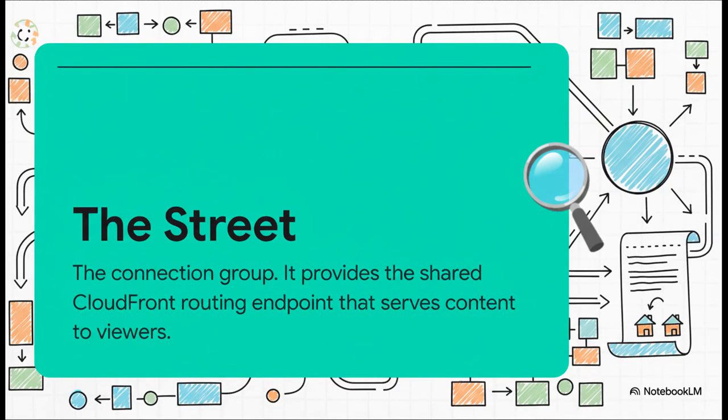And finally, all of these houses need to be on a street so people can actually find them. That's the connection group. It provides that single, shared CloudFront endpoint that all the different tenants use to connect to the internet. Think of it like all the houses on one street sharing the same underlying roads and utilities.